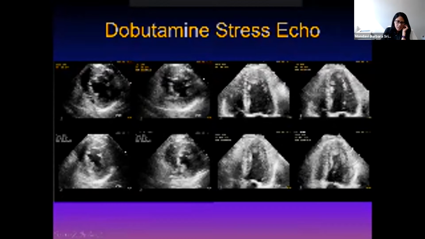In this particular example, this was a short axis view of the heart, and peak images are shown at the bottom compared to rest images in the upper left. Again, we're looking for augmentation of function with pharmacologic stress, and looking for regional wall motion abnormalities.